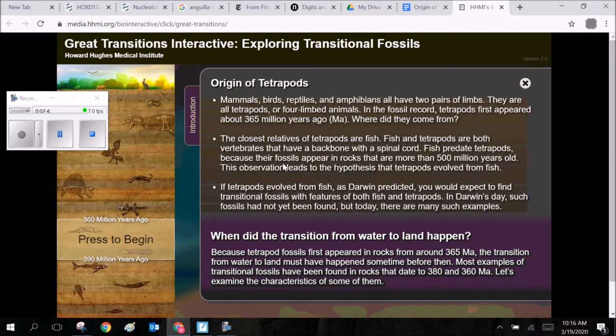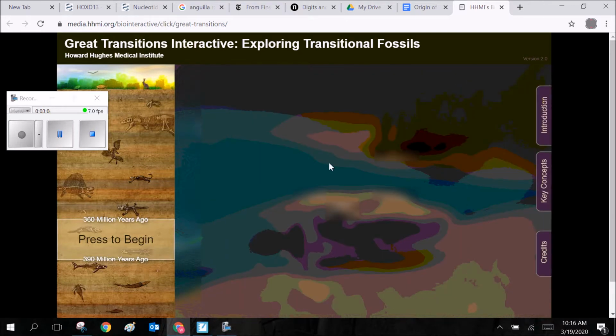So, it talks about the origin of the tetrapods here. It talks about how fish predate tetrapods because we can find them in fossil rocks that are older than the tetrapod rocks. And so, we're going to look at some of the evidence that fish are, in fact, the precursors to tetrapods. So after you read that, go ahead and click through here. And it's going to bring up the interactive once you click press to begin.